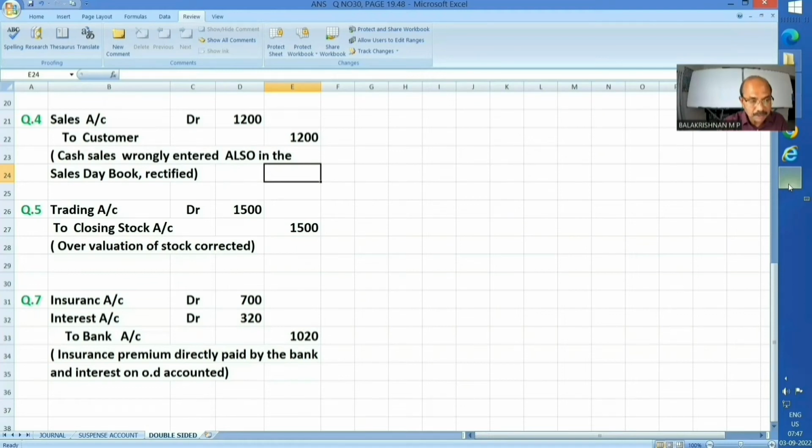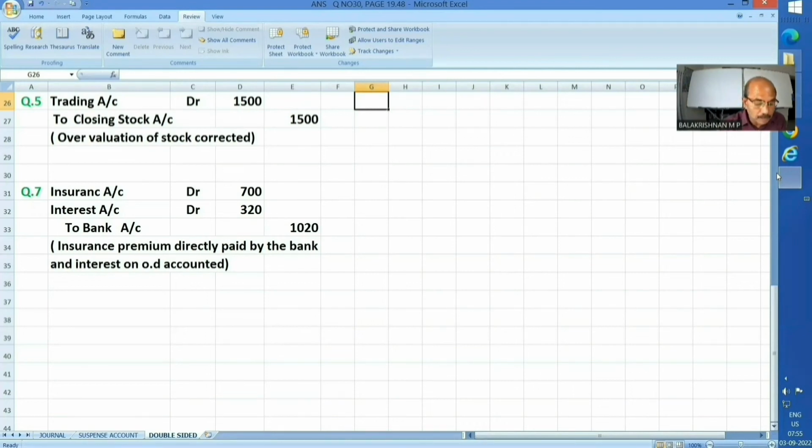So have it reversed. Sales account debit to customer. I have written here customer only. Okay, I'm changing it to the party's name itself since we have been given the name, Ramlal account. So the entry will be sales account debit to Ramlal account. Cash sales wrongly entered also in the sales day book rectified.